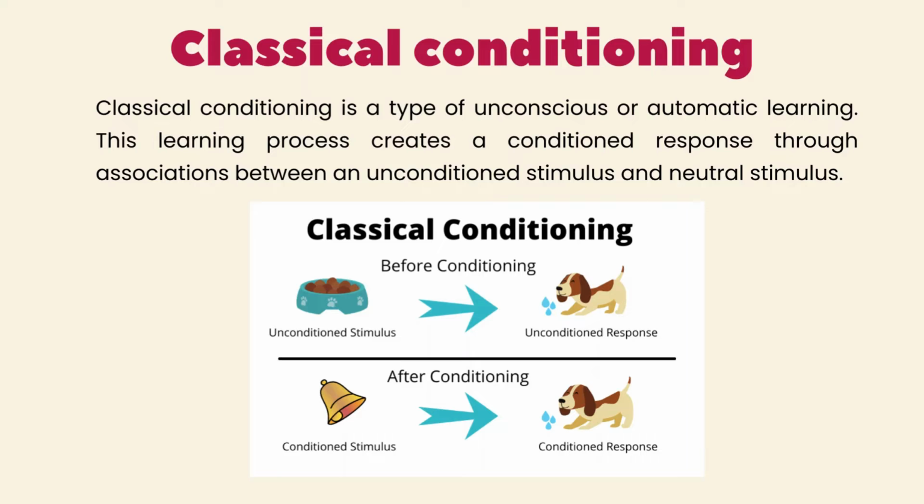If we look at the example below, before conditioning takes place, the food is an unconditioned stimulus that naturally and automatically triggers salivating as a response to the food, which is known as the unconditioned response. After associating the neutral stimulus and the unconditioned stimulus, the sound of the bell is now known as the conditioned stimulus, and salivating in response to the bell is now known as the conditioned response.